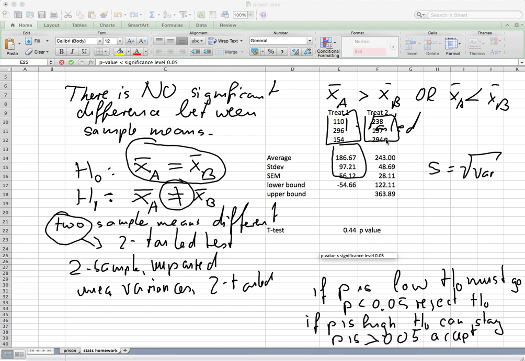So I hope this makes sense, and you can see how you can do these calculations in Excel. Apart from the t-test, you can even do this by hand if you feel so inclined.